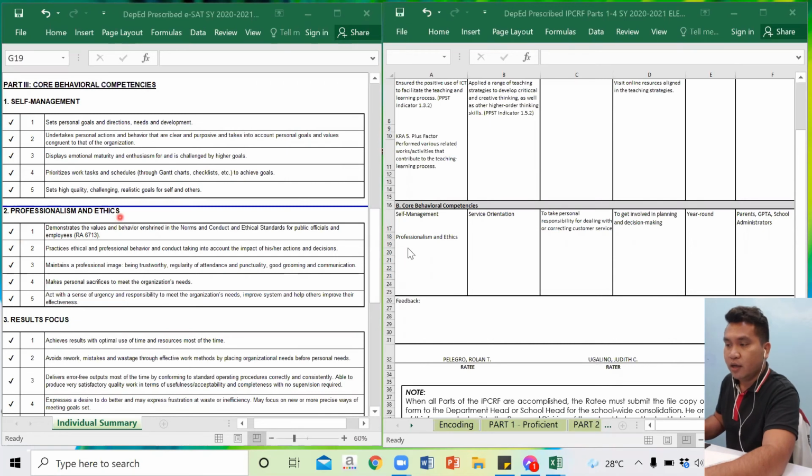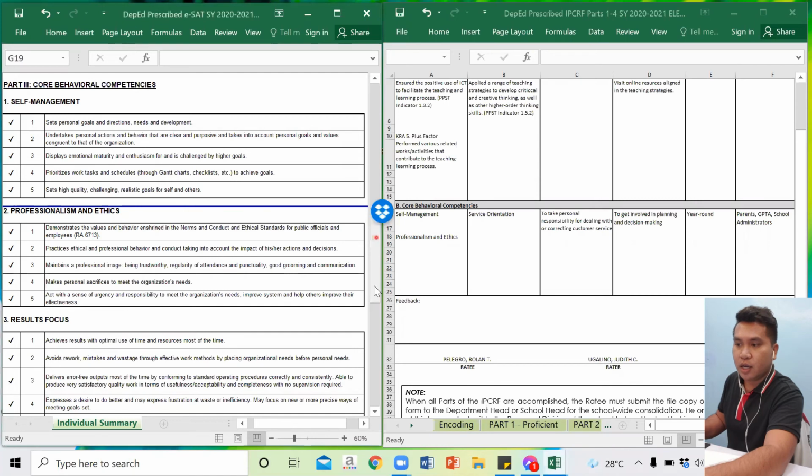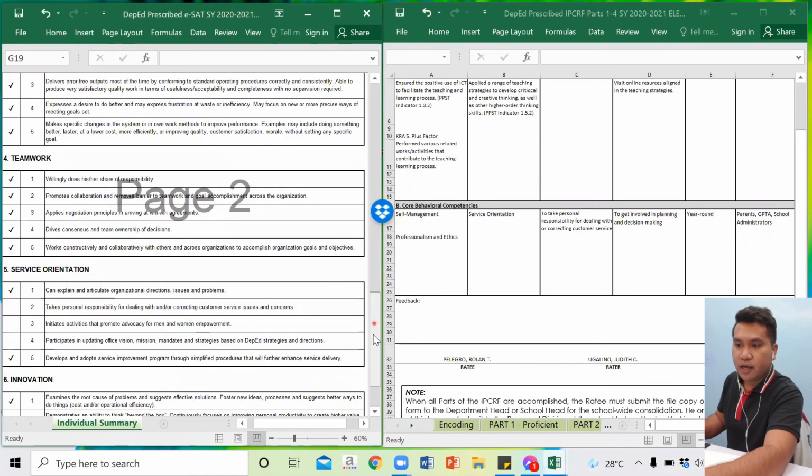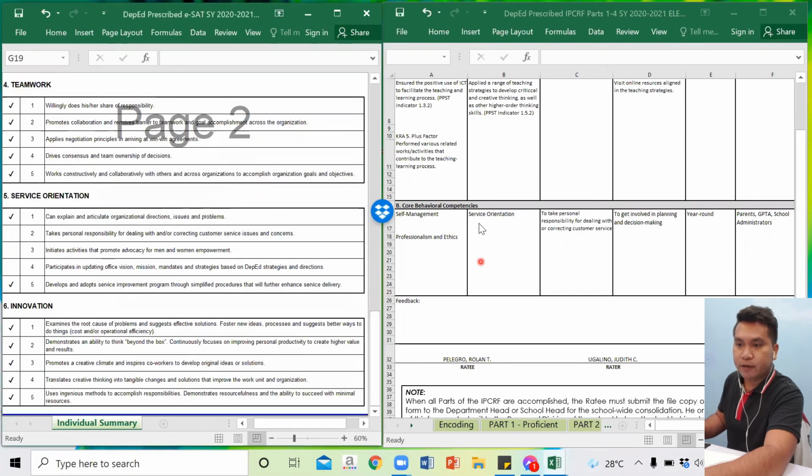Then for the need to be improved, as you can see here under service orientation, I only got 2 checks, which I was supposed to have 5 checks. So again, put here your objective. Your objective is just to copy paste or paraphrase the indicator: to develop personal responsibility for dealing with and correcting customer service issues and concerns.